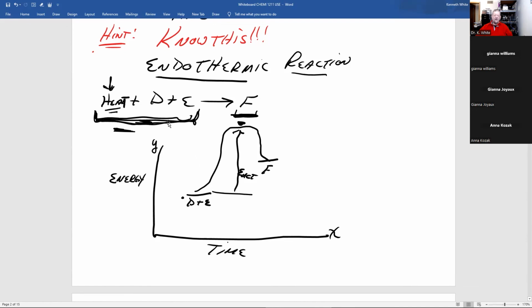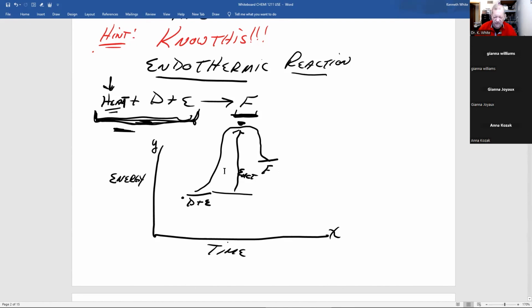Well, the total energy, heat plus D plus E, let me do that again, bad Dr. White. Heat plus D plus E has to equal the total energy of F. Well, since you have to add some heat energy, D and E has less energy than F, or another way of saying it, for an endothermic reaction, the product F has more energy, and that's why it's higher.